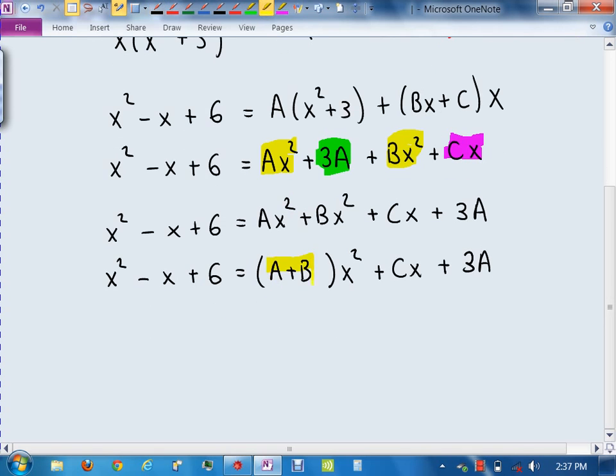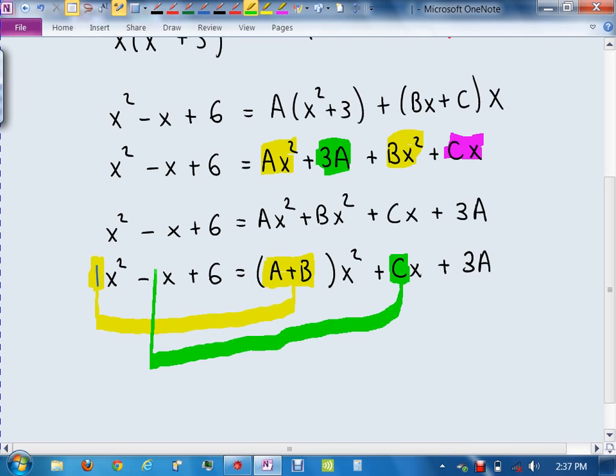I can take the a plus b here. That has to match up with the number in front of this, which is a what? A 1. I'll throw it in there. Then what's in front of x? We've got c, right? That must match up to be -1 right there. I'll throw the -1 in there. And then we have 3a must be what? 6.